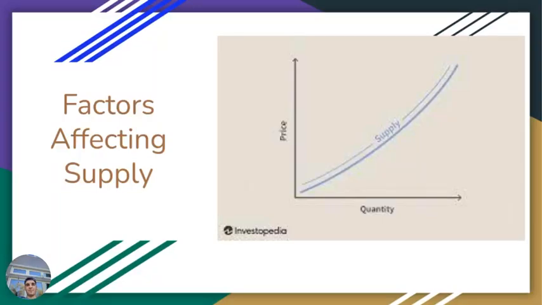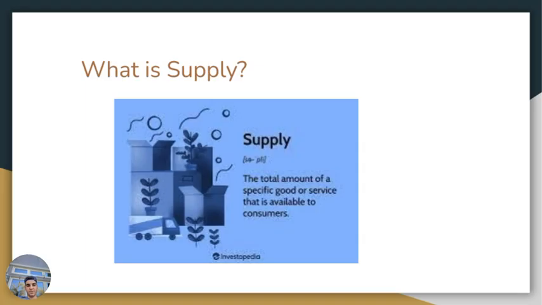Hello everybody, in this video we're going to talk about the factors that affect the supply of a good or service. We are also looking at real world examples to see how these factors can cause either a movement along the supply curve or a shift of the entire curve.